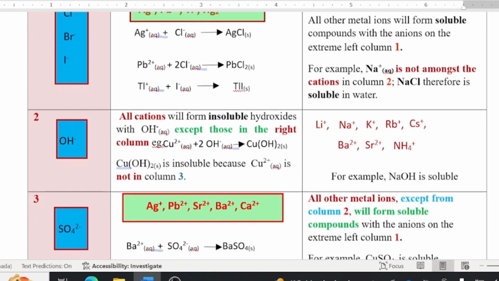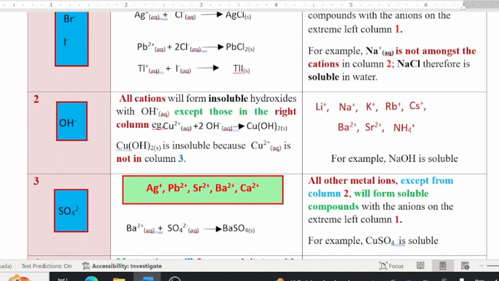Row 2. Now watch what happens. All cations will form insoluble hydroxides with these. So all cations will form a precipitate if they come in contact with hydroxide, except these here. So if you wanted to know if copper 2 will form a precipitate with hydroxide, check here. Is copper 2 there? No. It means if it is not here, it must be in this column here. I can see here, it does form a precipitate, copper 2 hydroxide.